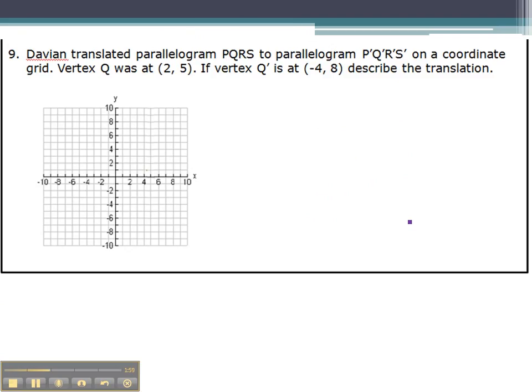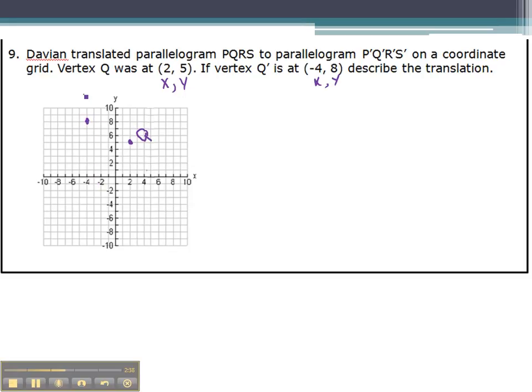Problem 9. Davian translated parallelogram PQRS to parallelogram P prime, Q prime, R prime, S prime on a coordinate grid. Vertex Q was at 2, 5. If vertex Q prime is at -4, 8, describe the translation. So we only need to plot this one vertex. This is x, y. So Q is at 2 in x, 5 in y. It's right there. And Q prime is at -4 in x, 8 in y.